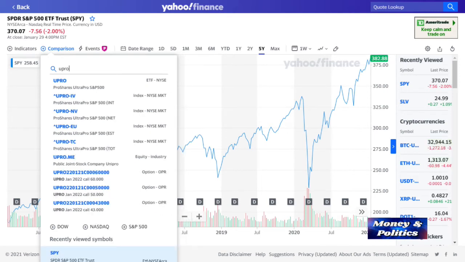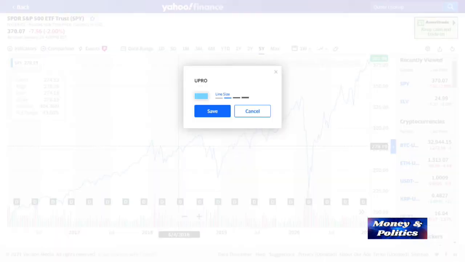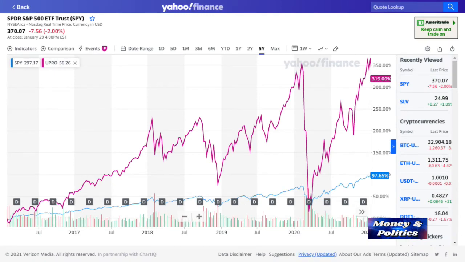And this is 3 times, so it's supposed to go up more or less 3 times or go down 3 times more than what the S&P will do. So we're going to compare the S&P to its leveraged cousin, the UPRO. So here's the S&P, and compared to its leveraged cousin, which is up 319% instead of just under 100% for the S&P itself.